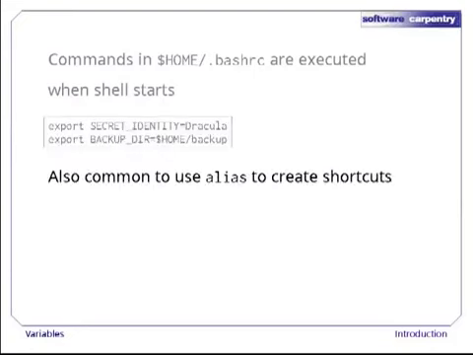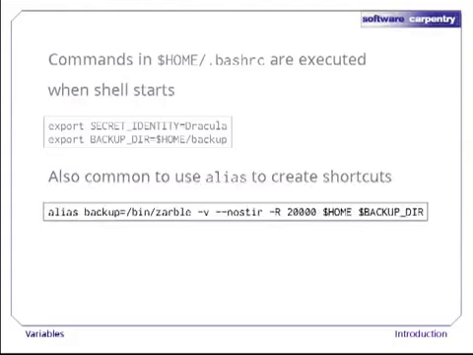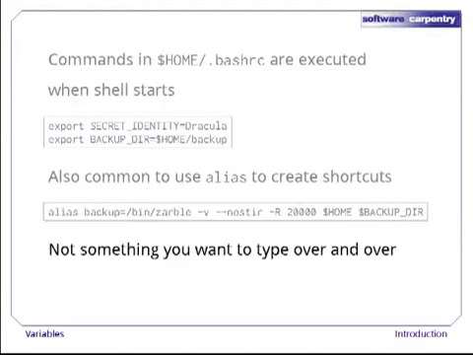And while we're here, it's also common to use the alias command to create shortcuts for things we frequently type. For example, we can define the alias backup to run /bin/zarbel with these arguments. Notice that these arguments include references to some variables, so that if we want to change where we put our backups, we only have to change one variable's value in one place. As you can see, aliases can save us a lot of typing and a lot of typing mistakes.